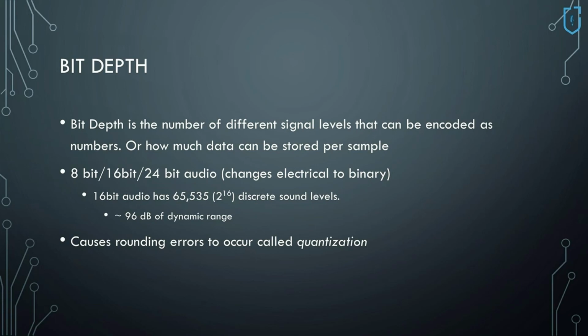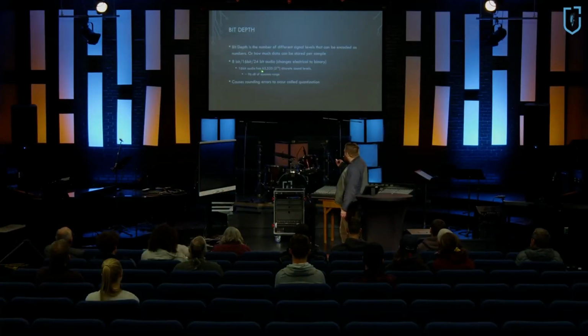And whatever bit depth you have, 2 to that power is how many numbers you can have to describe mathematically what that level is. So with 16-bit audio, there's 65,535 points that it can measure, up and down, which gives you 96 dB of dynamic range. There's going to be some rounding, and that's called quantization.